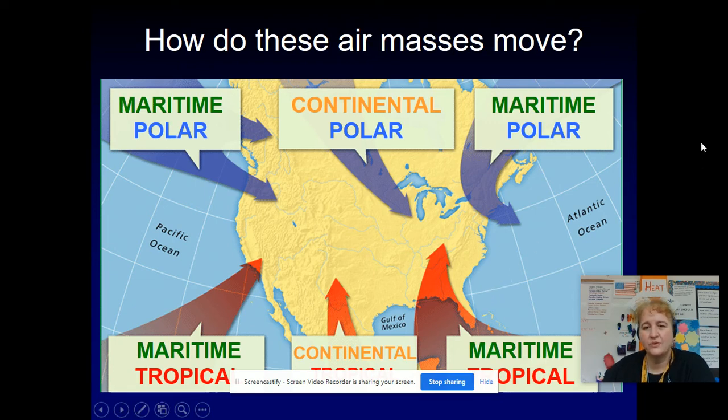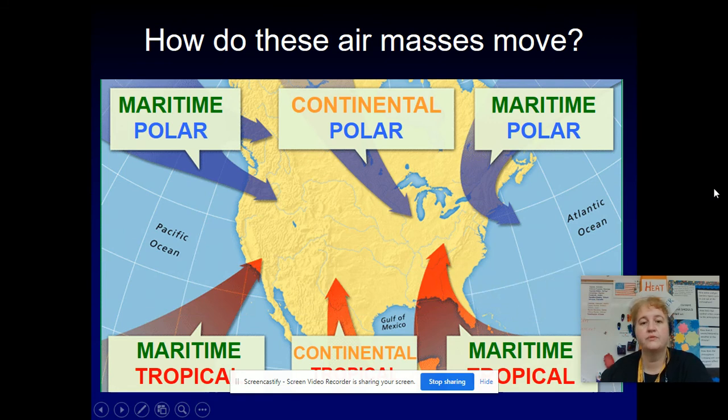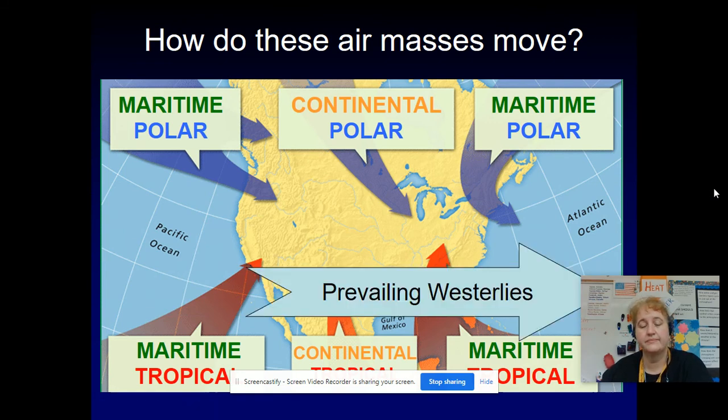Now, the next question, of course, is how do they move? Well, you can see from the curve of these arrows that we're moving along from the west to the east. Don't forget, we are in the prevailing westerlies global wind belt. So the movement of these air masses is going to be from California areas towards the east coast and our North Carolina base. That's because of the prevailing westerlies.